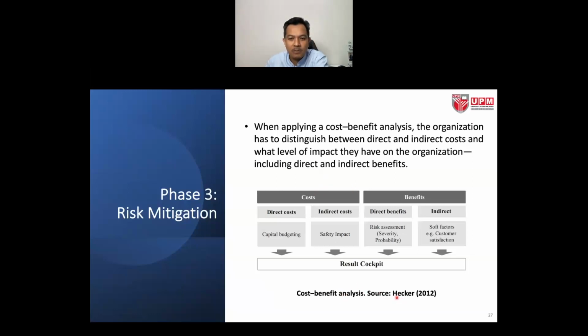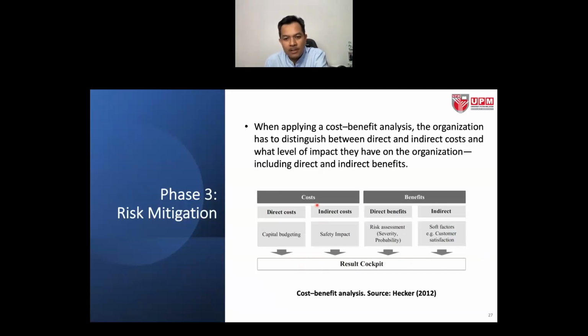So this is your cost benefit analysis by Hacker, 2012. You have cost: direct cost, indirect cost, capital budgeting. Indirect cost is basically safety impact. In terms of benefits, what are the direct benefits? Risk assessment, severity, probability. Indirect: soft factors, customer satisfaction. So you get an overview of both.